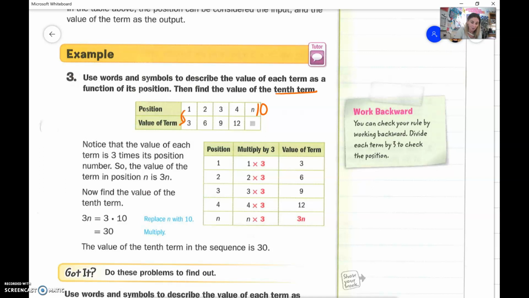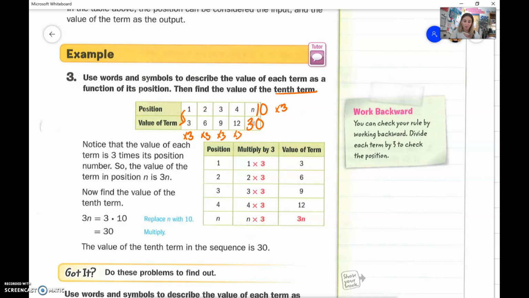So how do I get from here to here? Well, how do I get from 1 to 3? Well, I could times it by 3 or I could add 2. So let's see what happens if I times it by 3. Okay, 1 times 3 is 3. All right, 2 times 3 is 6, so it works. 3 times 3 is 9. 4 times 3 is 12, so therefore 10 times 3 should give me 30.